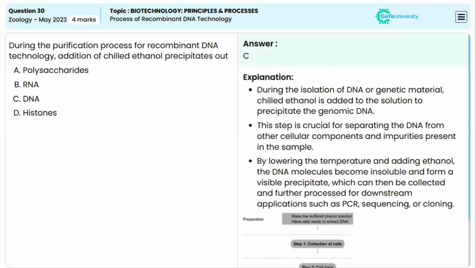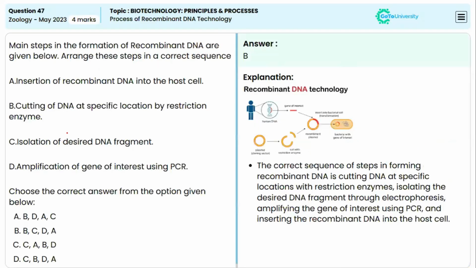Now, during the purification process of recombinant DNA technology, additional chilled ethanol precipitates out what? This is again a repeating question. Option C, DNA. Now, the main steps in the formation of recombinant DNA are given below. You have to arrange these steps in the correct sequence. Here first will be the cutting of DNA at specific location by restriction enzyme. Then it is isolation of the desired DNA fragment. Then the amplification of the gene of interest using PCR, and finally inserting the recombinant DNA into the host cell. So the correct answer is option B.